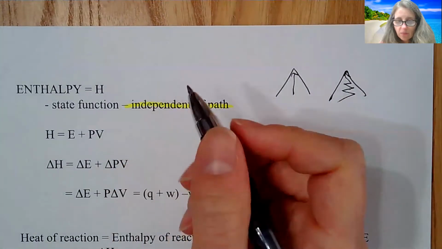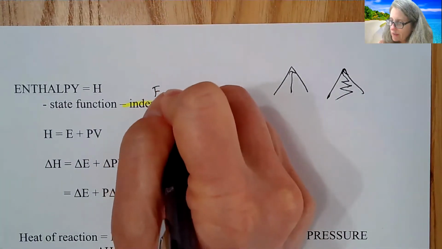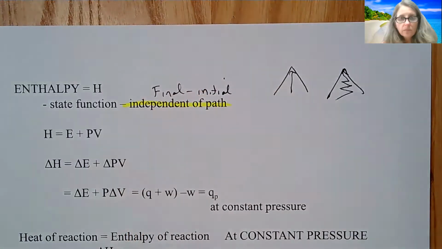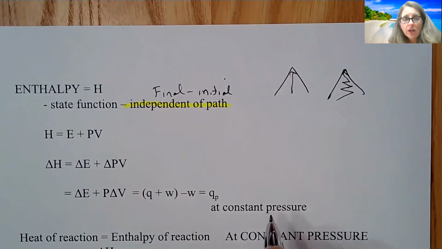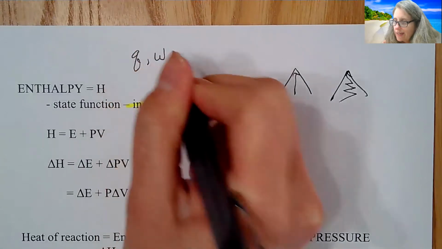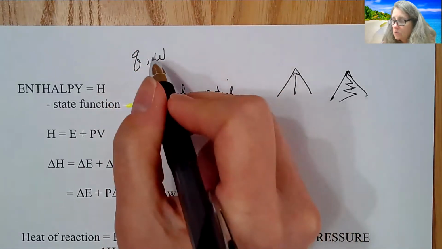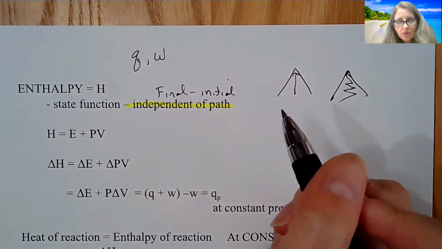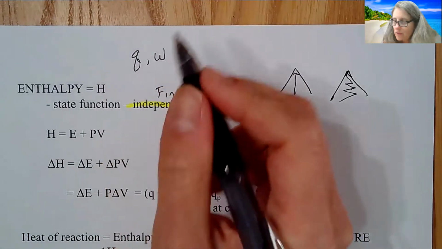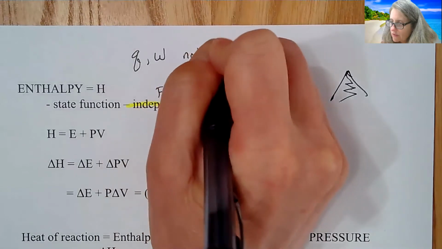Okay, so enthalpy means all I care about is the final state minus the initial state. We're always looking at change. What are things that are not state functions? Well, those are going to be heat, Q, and W. Lowercase letters in thermochemistry always mean non-state functions. Capital letters mean state functions. So these are not state functions.